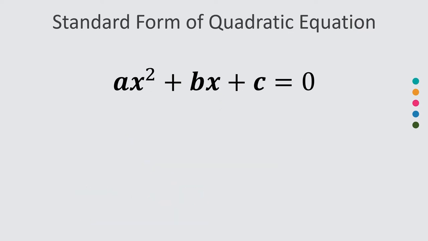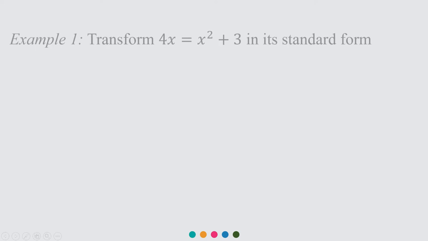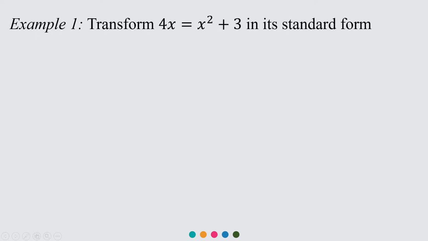So, let's start. So, for example, number 1, we need to transform 4x is equal to x squared plus 3 in its standard form. So, meron tayong 4x is equal to x squared plus 3. Now, tignan natin yung number na nasa tabi ng x squared or the coefficient ng x squared. Since meron tayong positive 1 as a, so hindi natin ililipat itong nasa right side of the equation. Ang itatranspose na lang natin itong nasa left side.